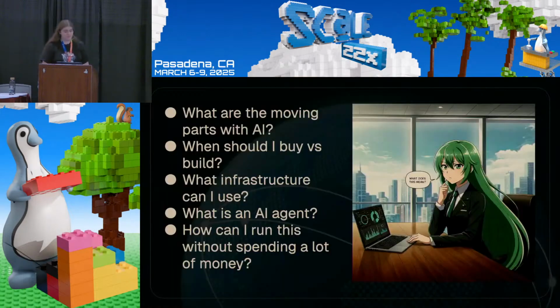You're probably asking yourself questions like this. Like, okay, so I have to make AI happen. What are the moving parts? What can I buy? What do I need to build? What are the pros and cons of different infrastructure setups? When your boss talks about things like AI agents, what does he actually mean? And most importantly, how can I avoid spending a lot of money on this?